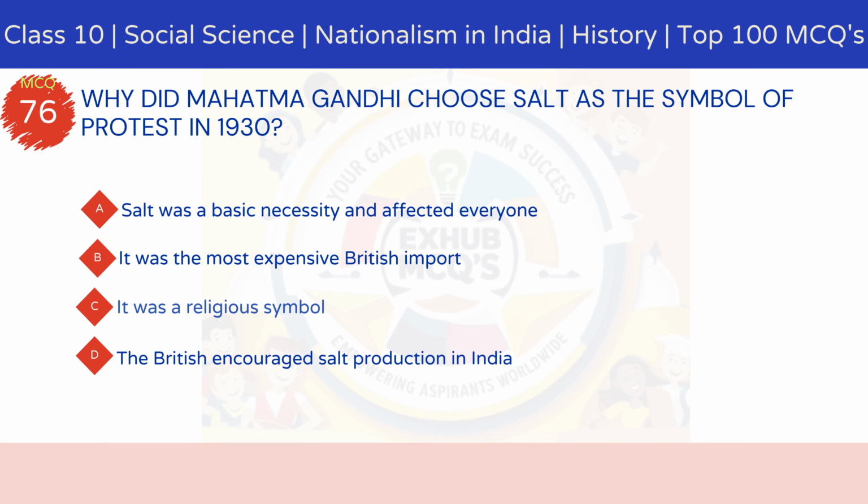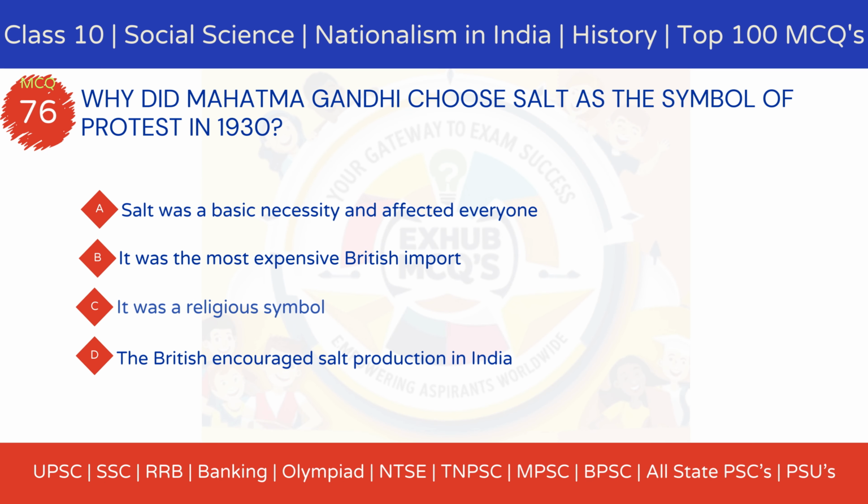Why did Mahatma Gandhi choose salt as the symbol of protest in 1930? Option A. Salt was a basic necessity and affected everyone. Option B. It was the most expensive British import. Option C. It was a religious symbol. Option D. The British encouraged salt production in India.